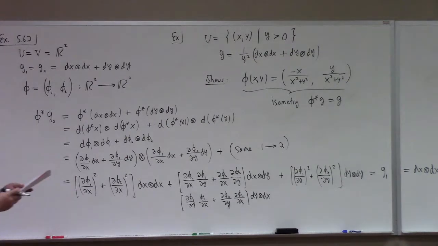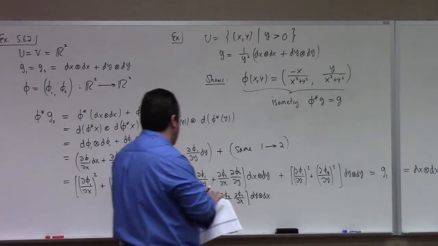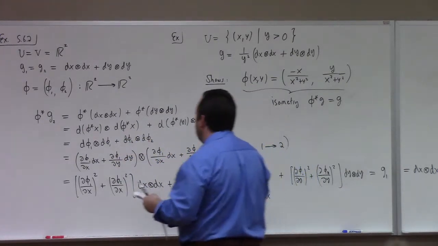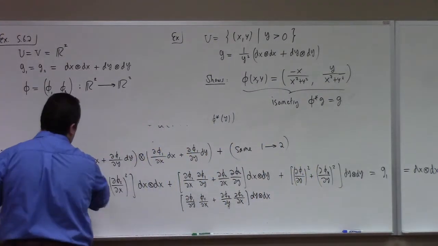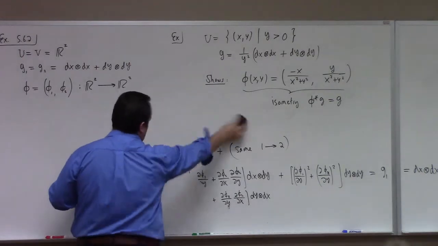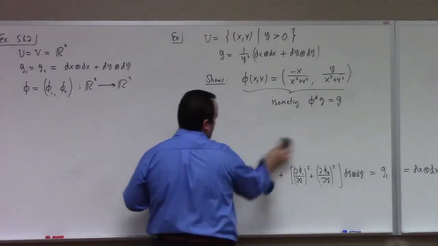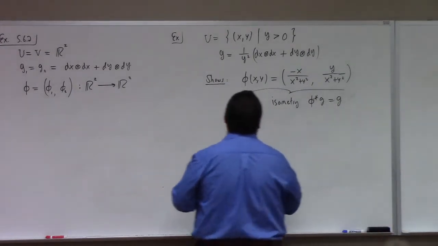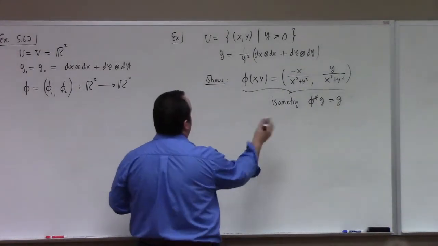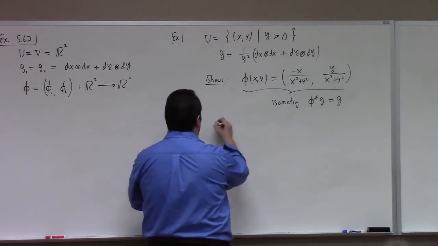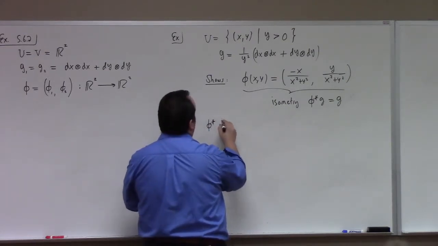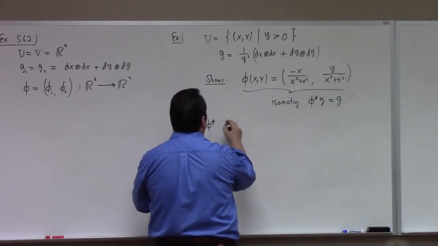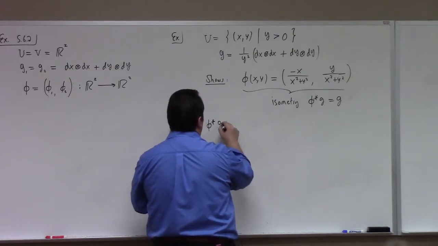Now, we could go through the calculation, and maybe it's worthwhile. I'll tell you what, I'll at least start it. So what's required here? How would we do that? We basically need to calculate the pullback of g under phi.